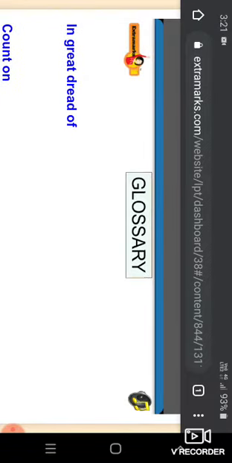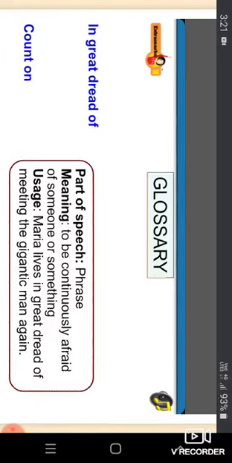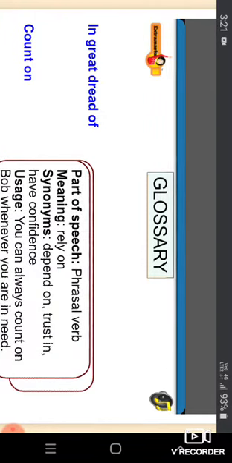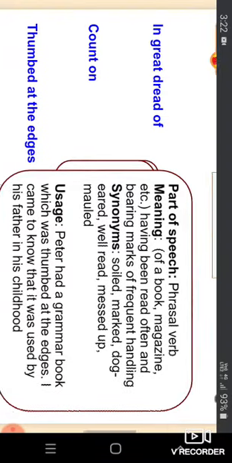Students, these are some words which are difficult. So therefore, the meaning of these words will be told to you. In great dread of means to be continuously afraid of someone or something. Count on means rely on, depend on, trust in, have confidence. Thumbed at the edges means of a book, magazine, etc., having been read often and bearing marks of frequent handling.